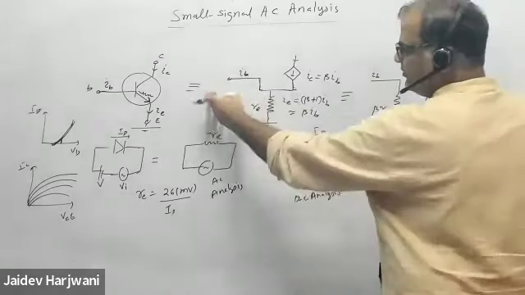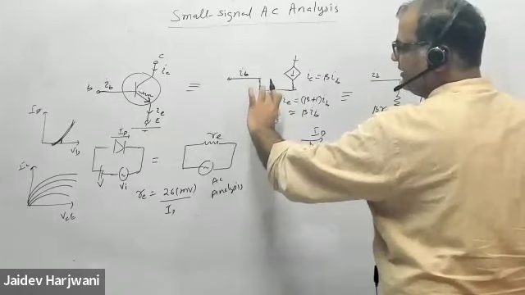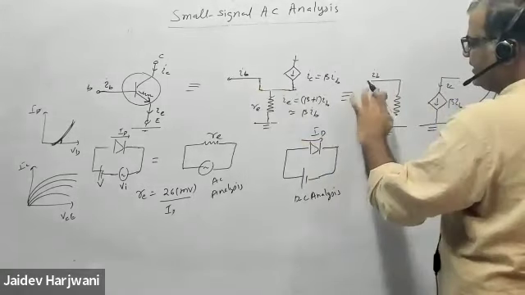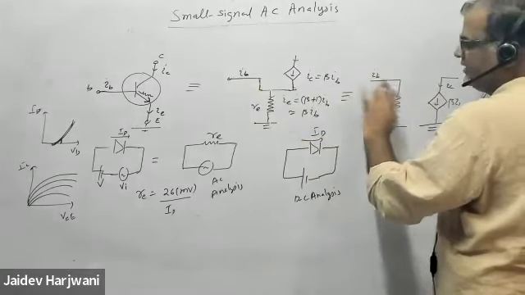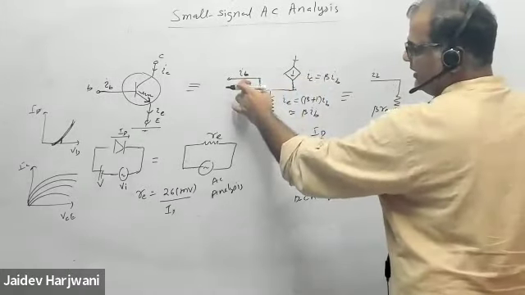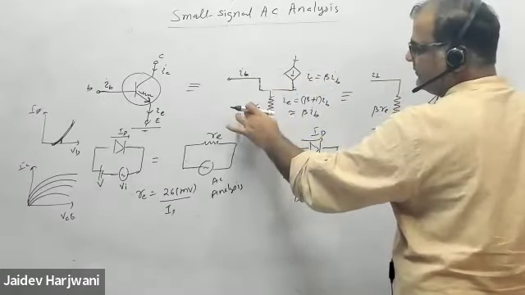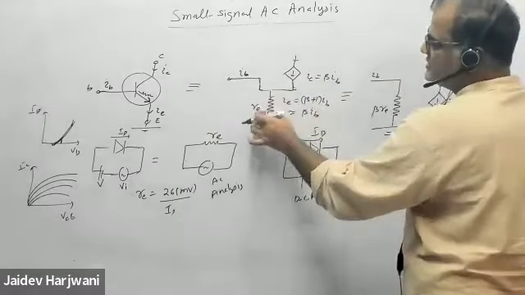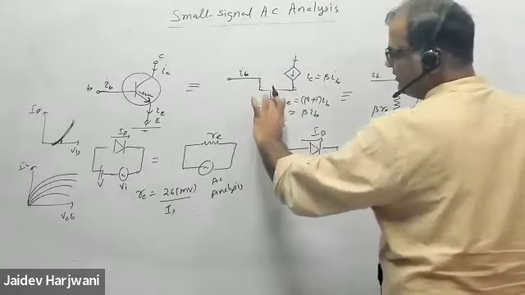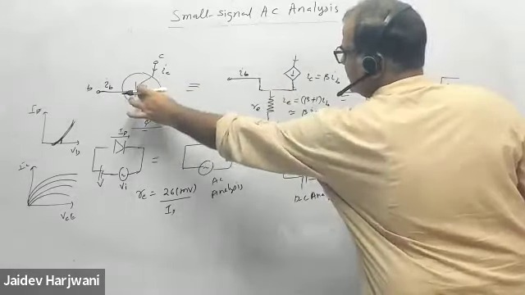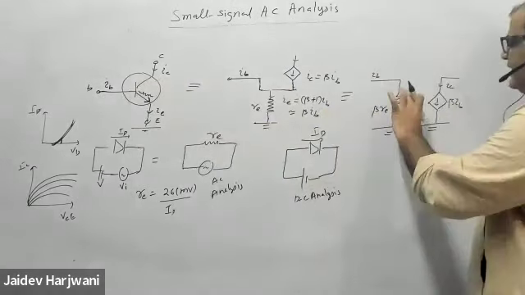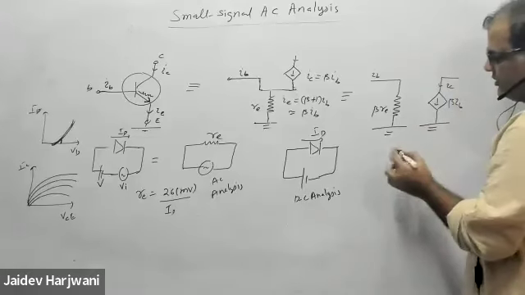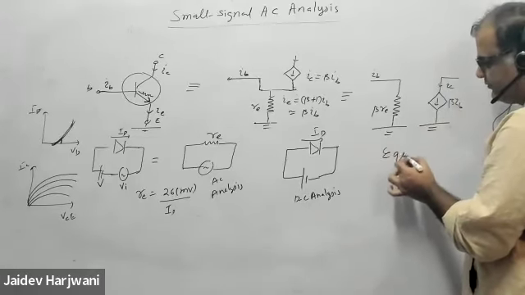Now the voltage drop because of this IB is beta IB times RE. So either you say the current is IE and the resistance is RE, or I say the current is IB and the resistance is beta RE. So the input resistance will be replaced. This resistance of the diode will be replaced by beta RE, and this is the current circuit. So this is called the equivalent model.